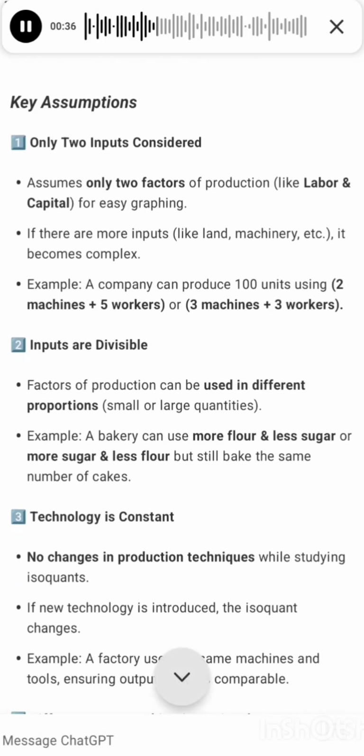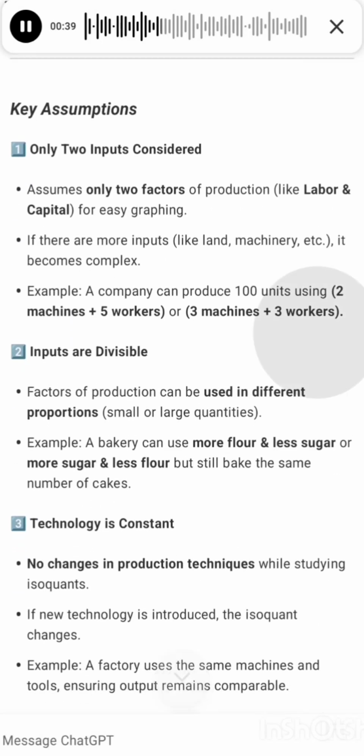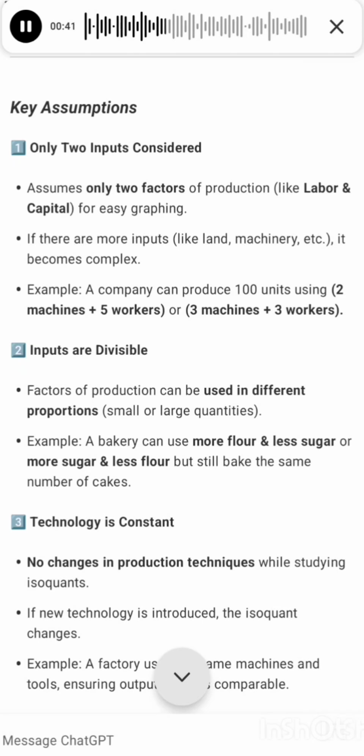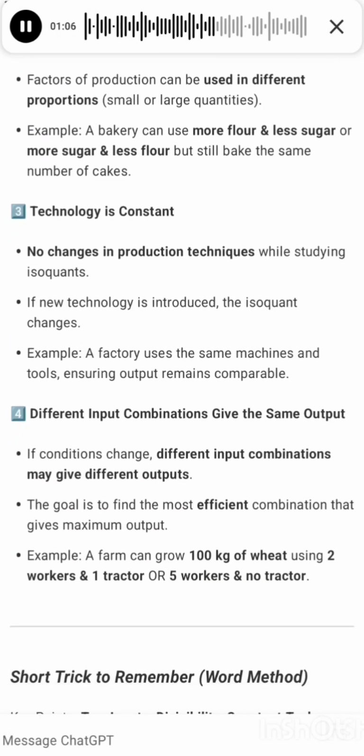2. Inputs are divisible. Factors of production can be used in different proportions, small or large quantities. Example: a bakery can use more flour and less sugar, or more sugar and less flour, but still bake the same number of cakes. 3. Technology is constant. No changes in production techniques while studying isoquants. If new technology is introduced, the isoquant changes. Example: a factory uses the same machines and tools, ensuring output remains comparable.